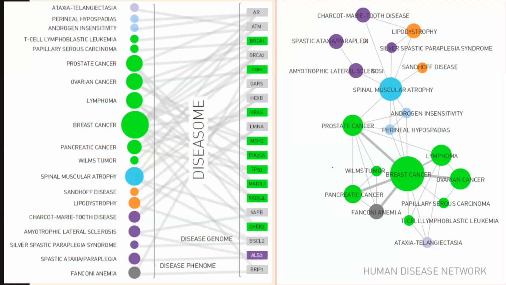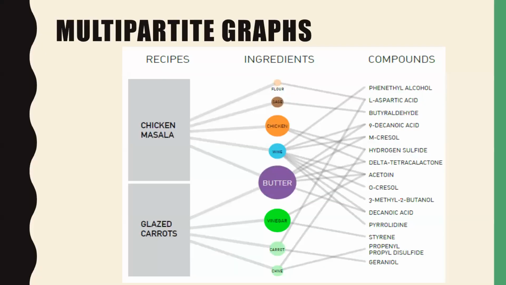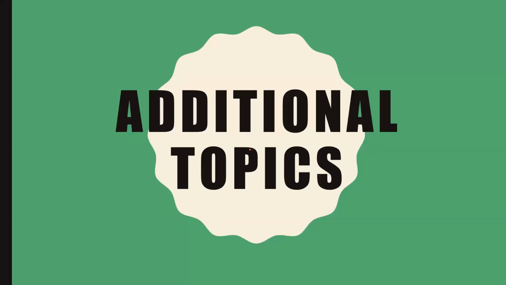And what else? A human disease network. So here are some other examples over here. I'm not sure what the connections between these are, right? But yeah. So here are some multipartite graphs, but I don't think you need to know them in details. These are more of graph theory things, but we're just equipping you with the basics. So I guess we're good.